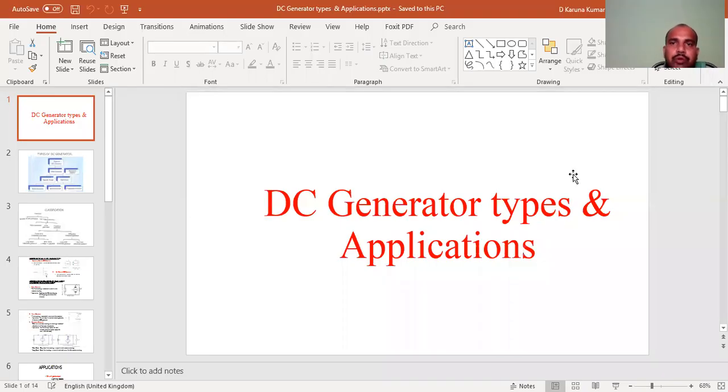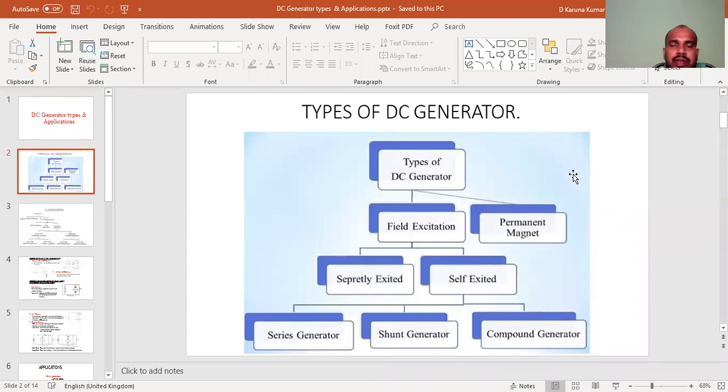Okay, good morning. Today we are going to discuss the different types of DC generators and their applications. First of all, DC generators divide into two types. The first one is field excitation. The second one is permanent magnet. Again, the field excitation DC generators divide into two types: the separately excited and self-excited.